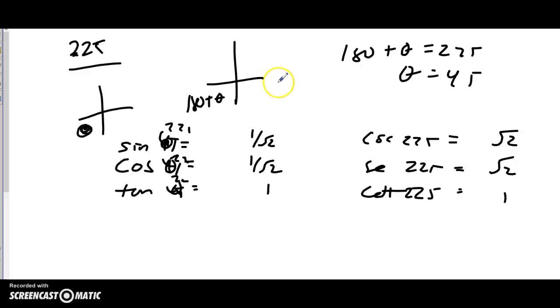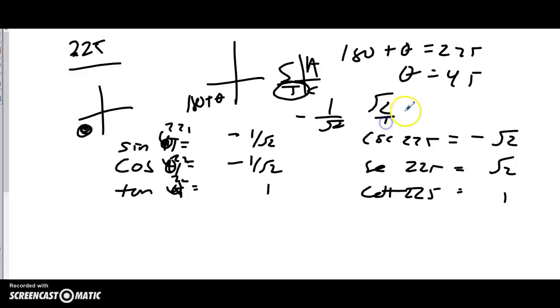Now, we do have to use CAST law, though, to figure out in the third quadrant what is positive and what is negative. And the only thing that's positive is tangent, so everything else is negative. So if sine is negative and I flip 1 over root 2, I get root 2 over 1, which is root 2, but the negative doesn't disappear. So if sine is negative, so is cosecant. If cosine is negative, so is secant. Tan is positive, you can put a plus there or just leave it, and so is cotangent.